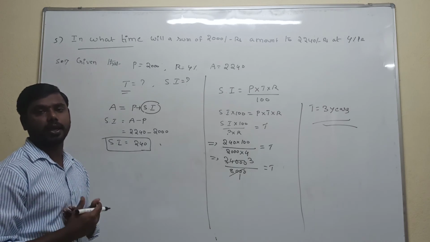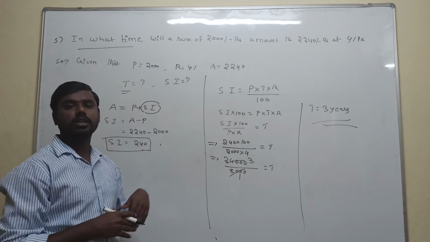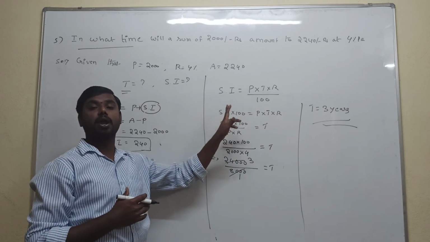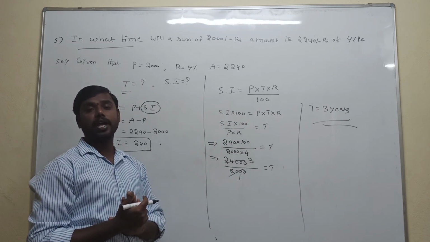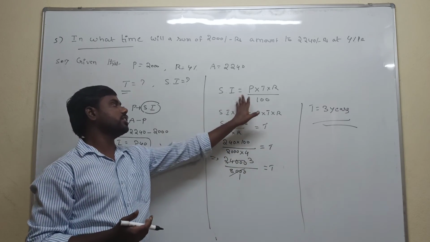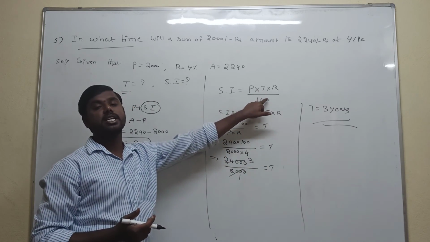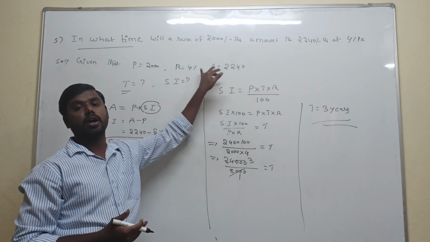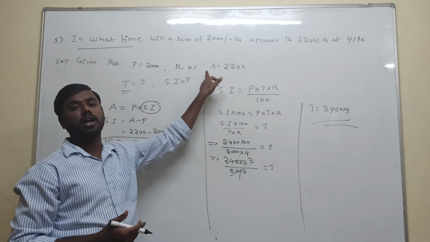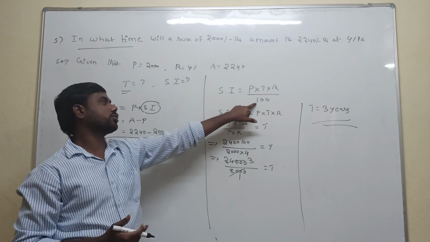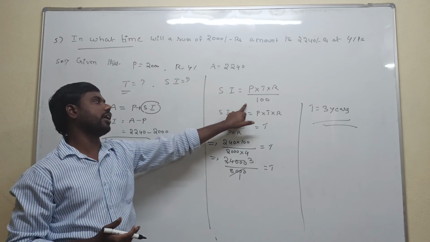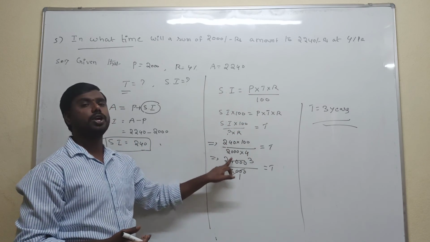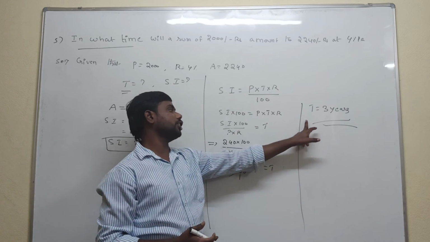Next we need to calculate time. Which formula do we apply here? The simple interest formula, PTR by 100. In this formula we need to calculate T, so we send everything else to the left hand side. 100 we have to send to the left hand side numerator. So cross product with numerator, simple interest into 100 by PR in the left hand side denominator. Now we are substituting the values. Finally we get the time T is equal to 3 years.